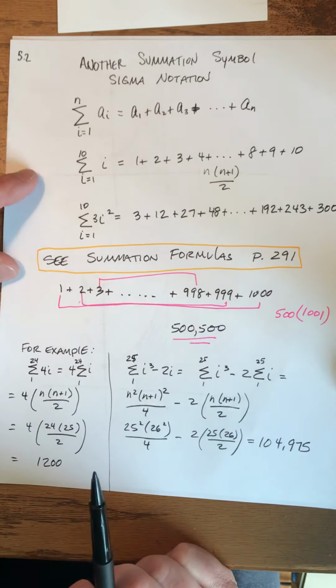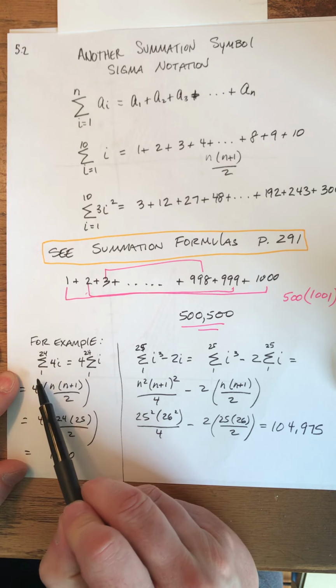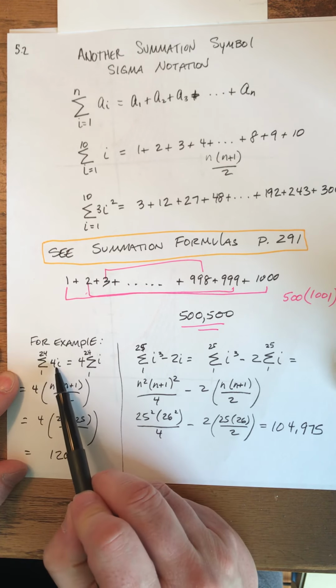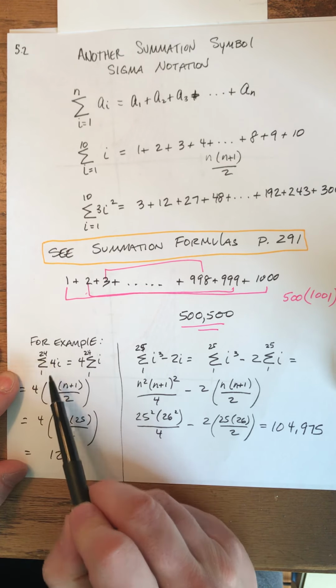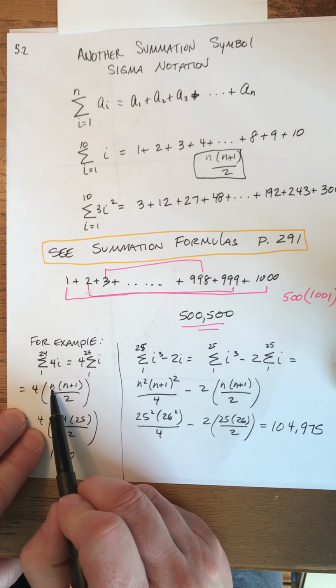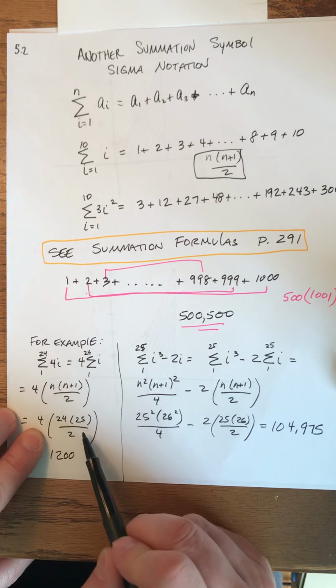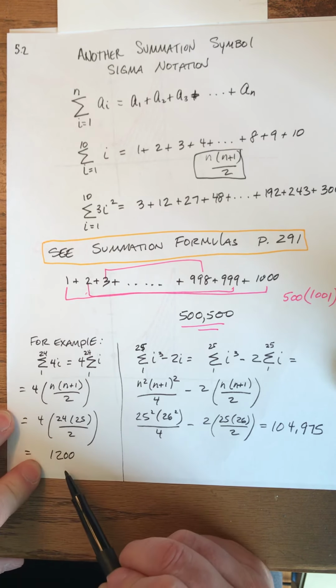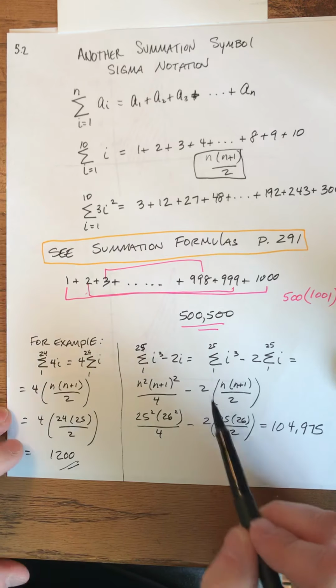So to simplify some of these, like this one, it says the sum of 4i from 1 to 24. So this would mean 4 plus 8 plus 12. Put a 4 in there, we get 16, all the way up to 4 times 24, and add them up. But this formula, which is found on page 291, does the math for us. When we put 24 in here, we get 24 times 25 divided by 2, and then times the 4 comes out to 1,200.